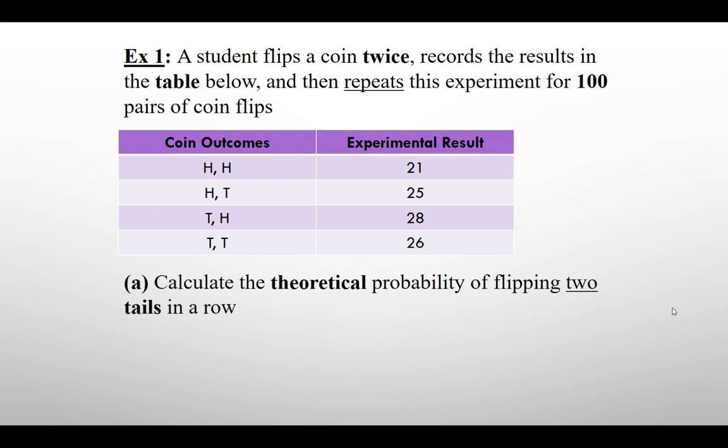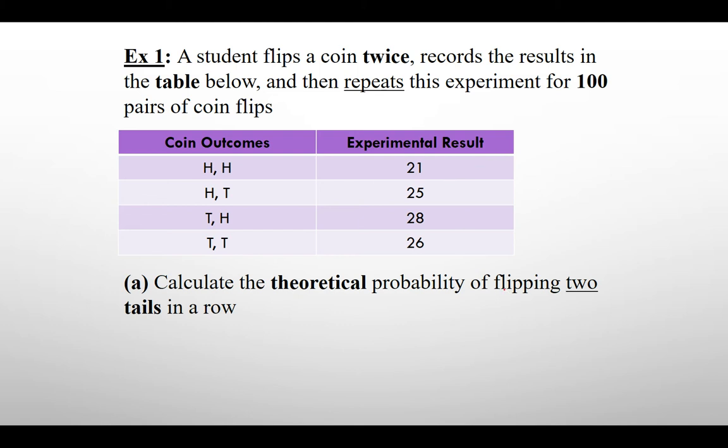The first thing I want to do is calculate what is the theoretical probability of flipping two tails in a row. Now, the theoretical probability has nothing to do with what actually occurs. It's a prediction about what's going to happen in advance. So when we calculate theoretical probability, we're not going to use the results of the table at all. We're going to perform a calculation just like we did in the previous lessons.